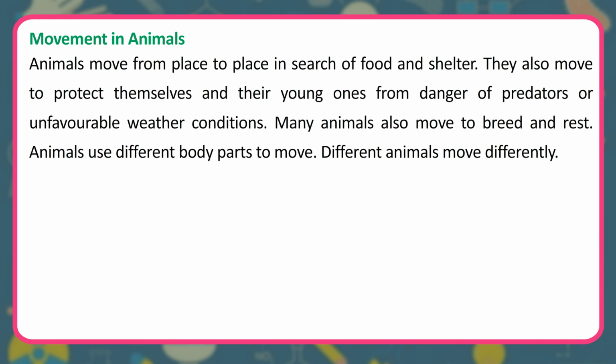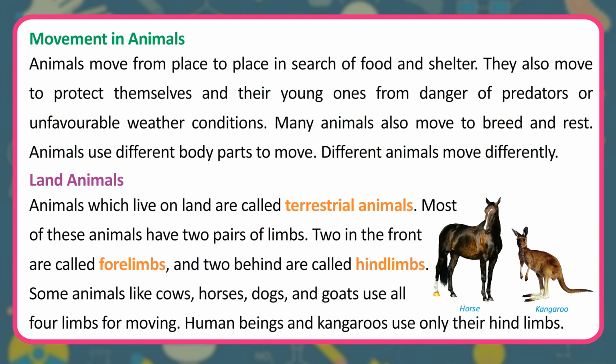Different animals move differently. Land animals. Animals which live on land are called terrestrial animals. Most of these animals have two pairs of limbs. Two in the front are called forelimbs, and two behind are called hindlimbs. Some animals like cows, horses, dogs, and goats use all four limbs for moving. Human beings and kangaroos use only their hind limbs. Horse. Kangaroo.